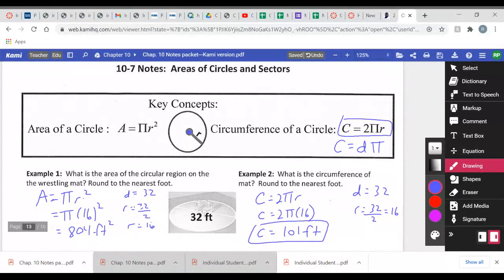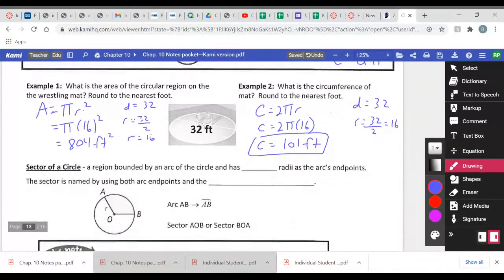Okay, and again, if you want to use the diameter times pi formula, that is completely fine. That would have been 32 pi, and if you plug that in the calculator, you'll get 101 as well.